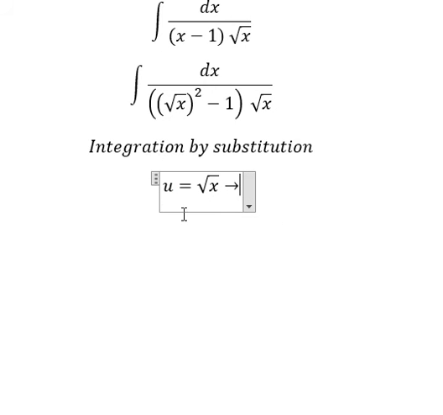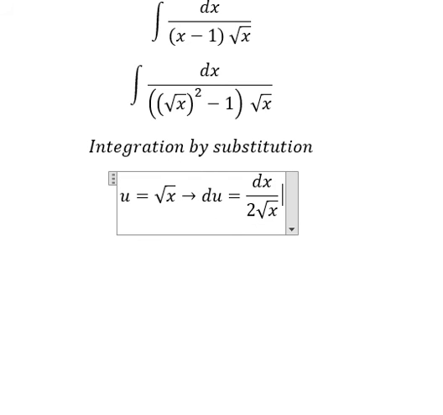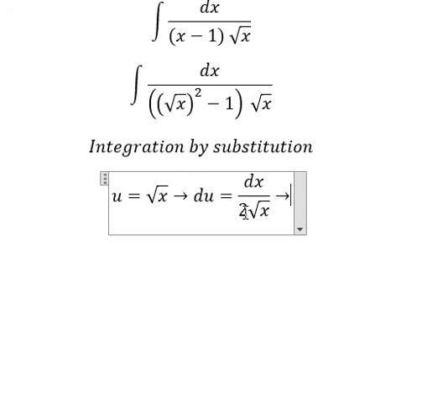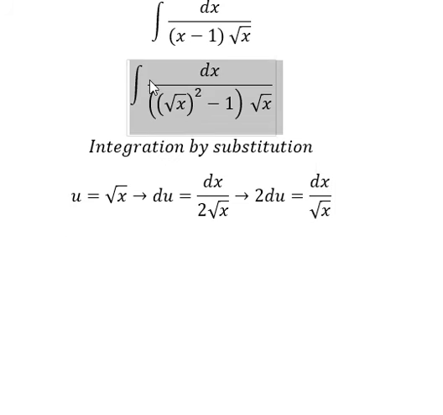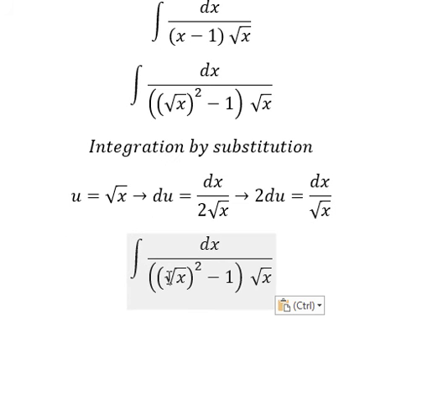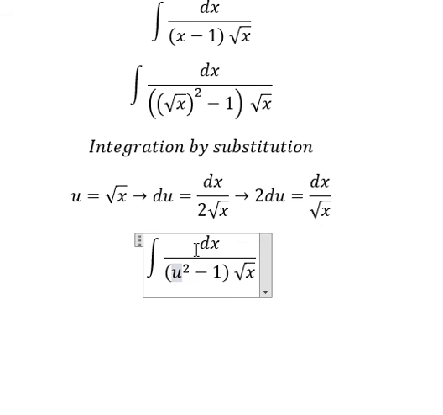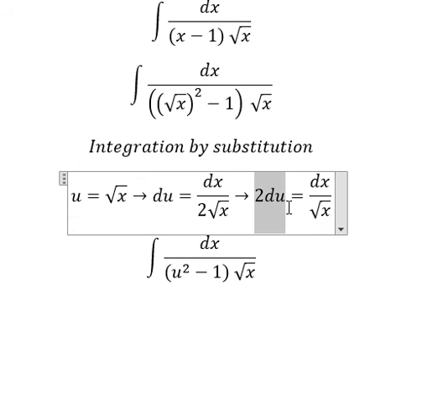Later we need to first take the derivative of both sides, and we have it like this. Because we don't have the number 2, I will move this one to the left. So this one we change for u, and dx over the square root of x we change for this one.